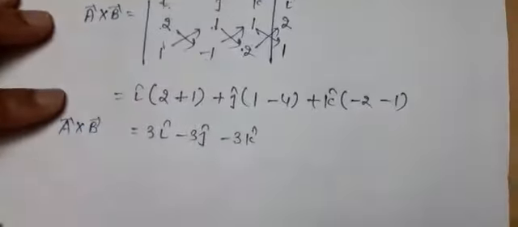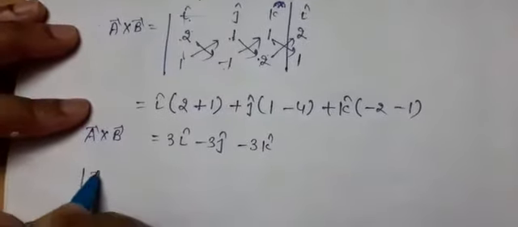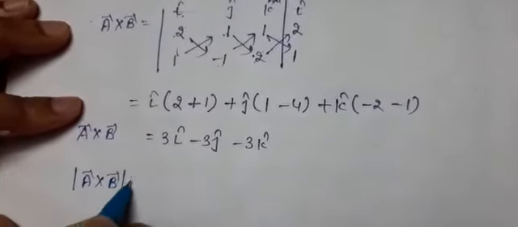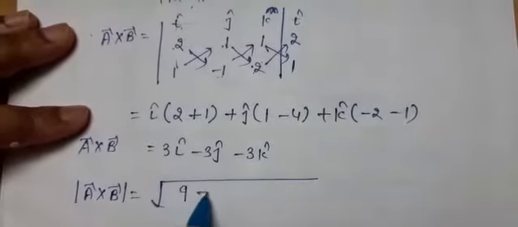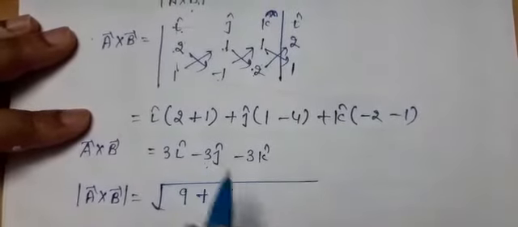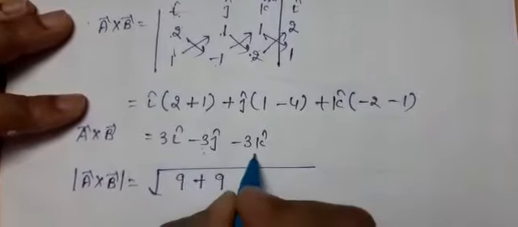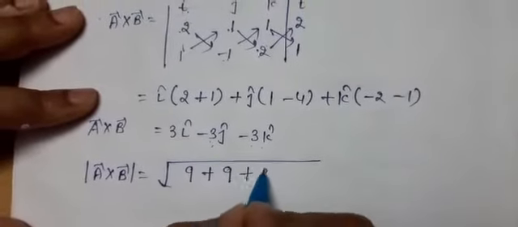So what should be our next step? We have to take its modulus. When I take its modulus, it is the I coefficient 3 square, plus the J coefficient minus 3 square, 9, and the K coefficient minus 3, its square, 9.